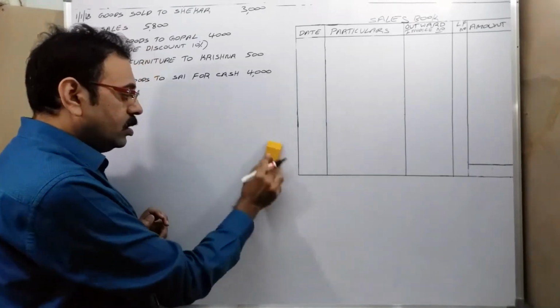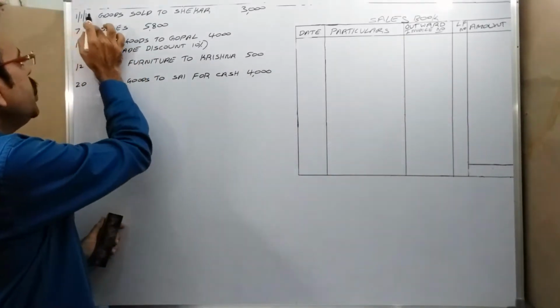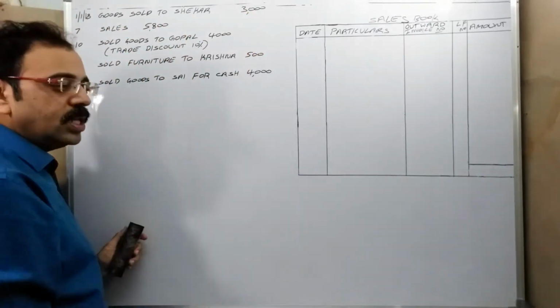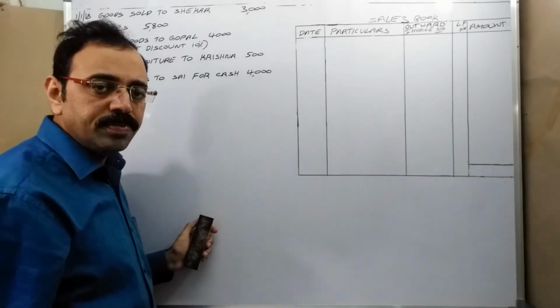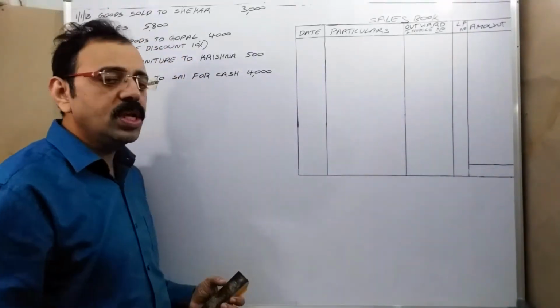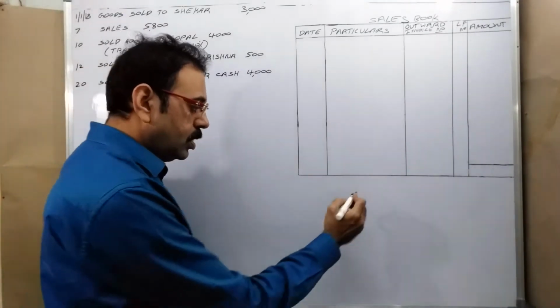Now, this is a question. On 1st January 2018, goods sold to Shaker 3000 rupees. How to record that? Before solving this problem, you should know some important points.